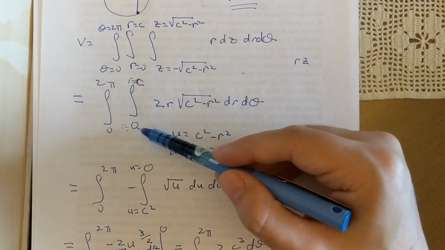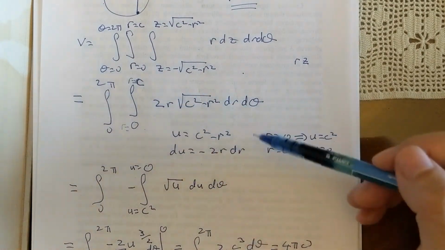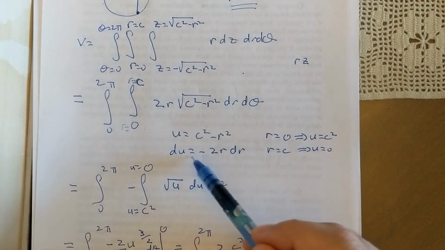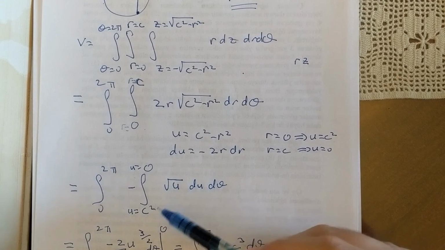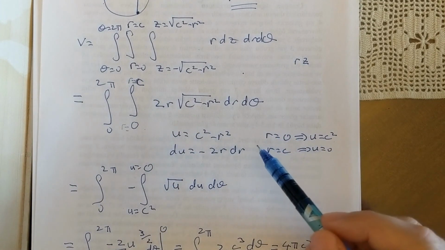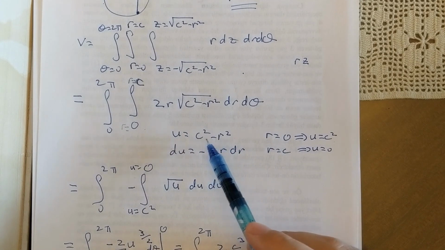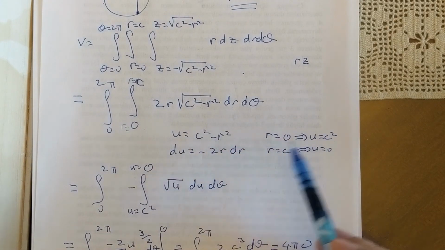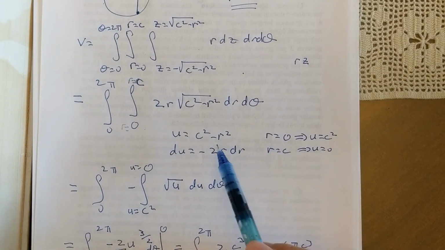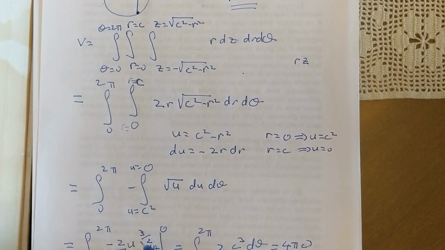The only thing here is we have to change the limits of integration, because the limits of integration are given with respect to r. If we're going to write u now, this is going to be the square root of u. We have a minus because of this minus sign, okay? But now we have to change the limits of integration to u. So when r is equal to 0, u is equal to c squared minus r squared, so u is going to be equal to c squared. So it's going to start from u equals c squared, and when r is equal to c, u is going to be equal to, of course, 0, okay?